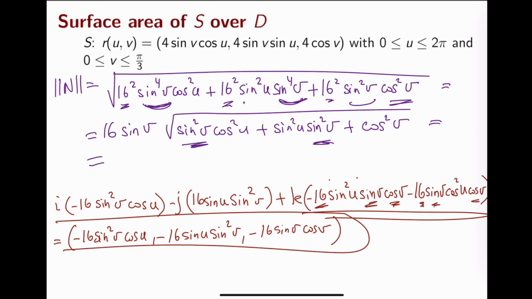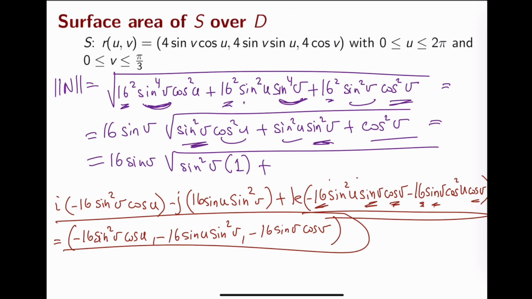Sine square of v is common. We can take it out, so that will be this. And inside of the root, we have sine square of v common. But when we see what remains, here is cosine square plus sine square of u, which is 1. And then we have plus cosine square of v. So at the end of the day, this is just a 1, so we have just sine square plus cosine square, which is 1. So at the end of the day, this is just 16 sine v. So this is then the norm of n.